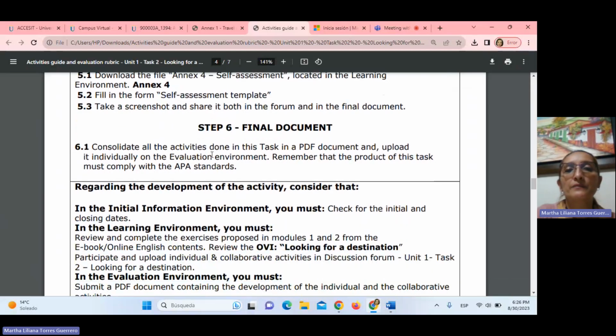Finally, step number 6, in which you have to consolidate all the activities in a document, a PDF. Take care with the APA style. And also it's important to write by yourself. The idea is not to use the translator or copy some exercises, because keep in mind that we use software called Turnitin, and Turnitin verifies plagiarism, el plagio.